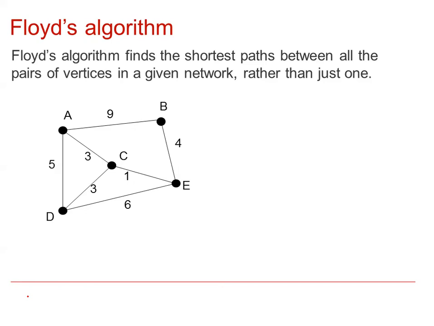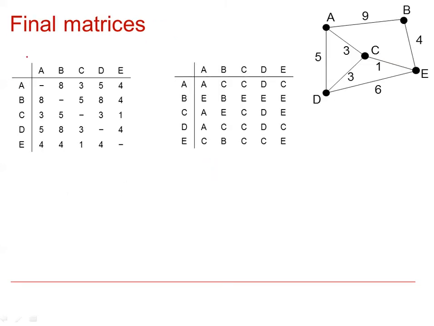As we know from previous videos, Floyd's algorithm finds the shortest path between all the pairs of vertices in a given network. This is the network that we have looked at, and we use this network to find the shortest path between all the vertices. We found a final distance matrix and a root matrix. These are the final matrices that we found in the last video.